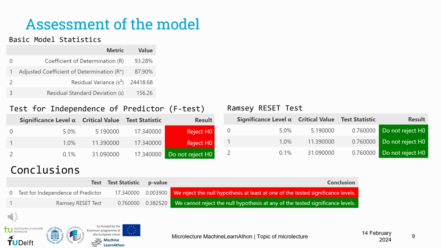We also use statistical tests to validate the model. The F-test checks whether the predictor has a statistically significant effect. Since the test statistic exceeds the critical value at the chosen significance level, we reject the null hypothesis, meaning the predictor is indeed relevant. The Ramsey RESET test examines whether the model is correctly specified. In this case, we do not reject the null hypothesis, suggesting that the model form is appropriate and no key variables are missing. Overall, this result indicates that the model is statistically well specified.